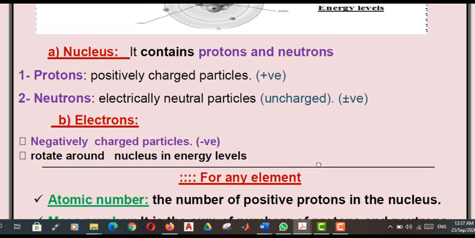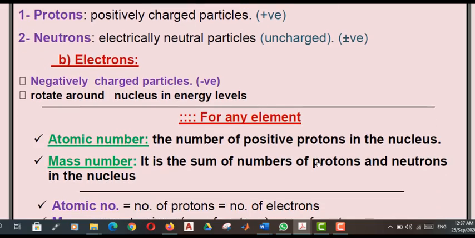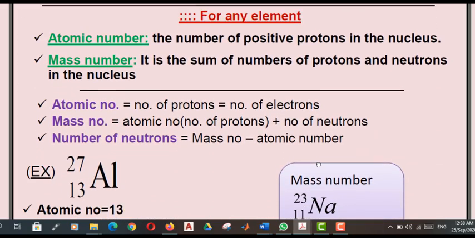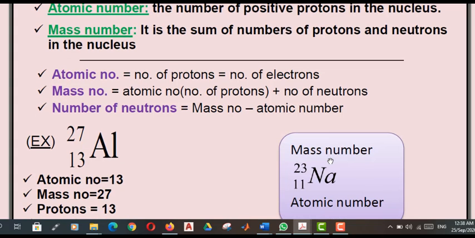For any element we must know two things, the atomic number and the mass number. The atomic number and the mass number are written on the left side of any element, as we can see. Here, aluminium has two numbers written on the left side of it, 13 and 27. And sodium also has two numbers, 11 and 23.